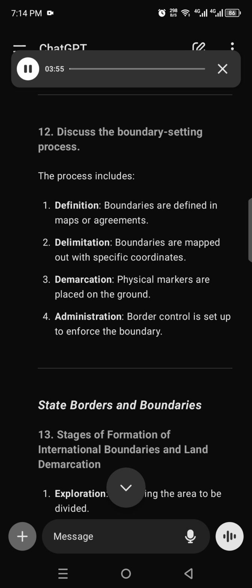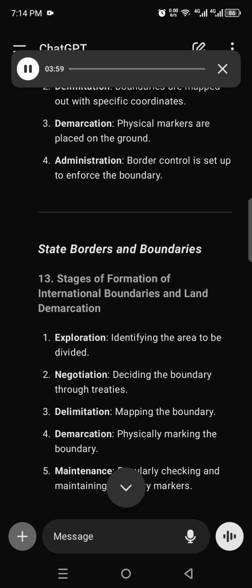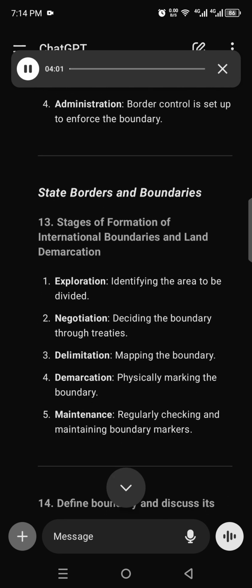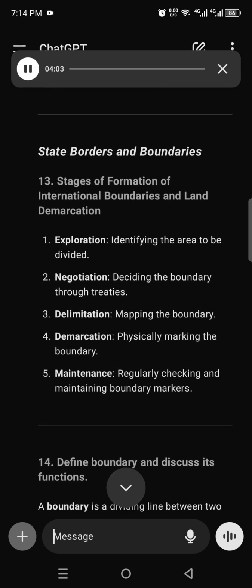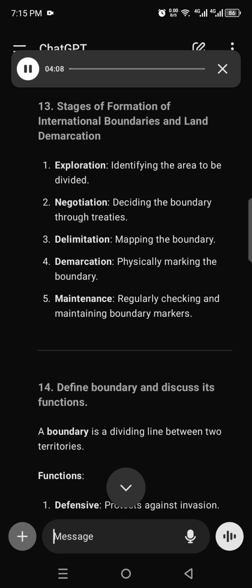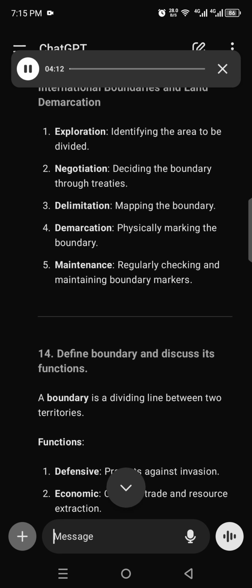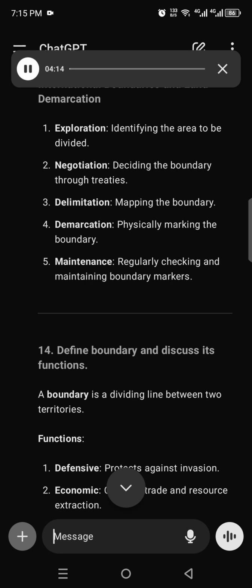State borders and boundaries. 13. Stages of formation of international boundaries and land demarcation. 1. Exploration, identifying the area to be divided. 2. Negotiation, deciding the boundary through treaties. 3. Delimitation, mapping the boundary. 4. Demarcation, physically marking the boundary. 5. Maintenance, regularly checking and maintaining boundary markers.